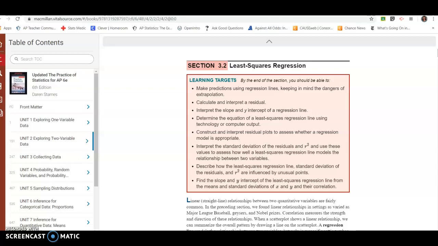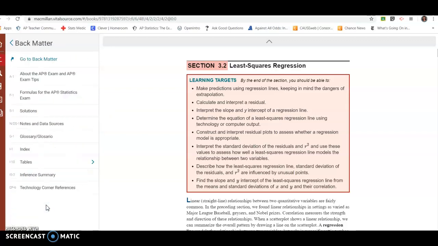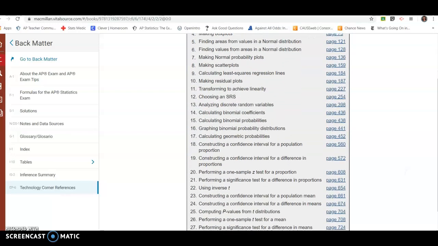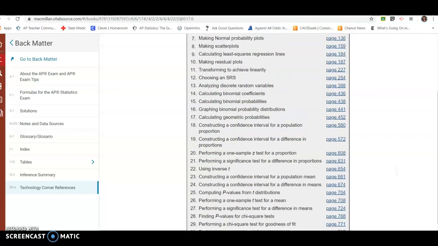Okay, this video is all things with bivariate data. So again, if we take a look at the back matter of the book, all of these Tech Corner references, they tell you the page in the book. They go from 1 to 32. We don't need that many. Obviously, we didn't make it that far just yet.